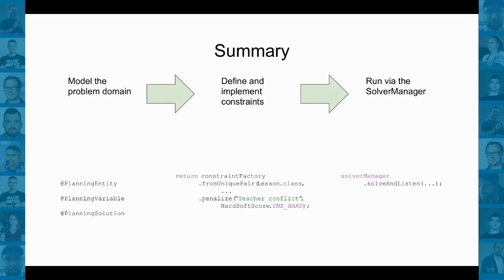The next step is to implement the constraints. Remember, there are usually hard and soft constraints, and if you like Java, you can use the constraint streams API, like we did. The last step is just to submit your problem for solving. For that, we can use the Solver Manager API and the solve and listen method.